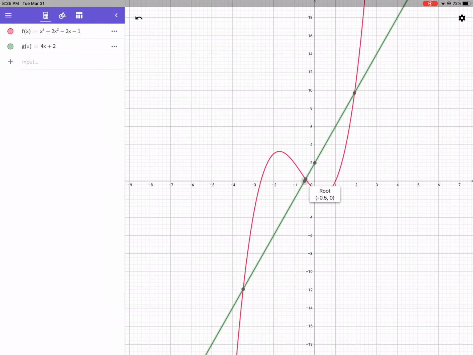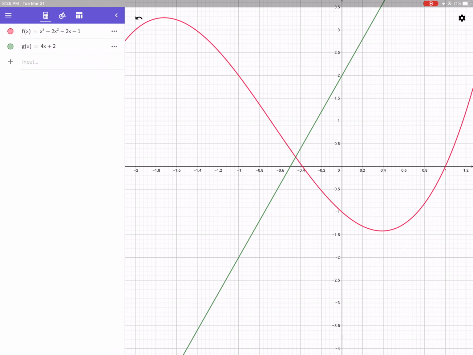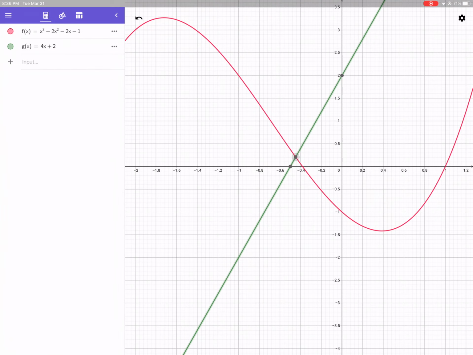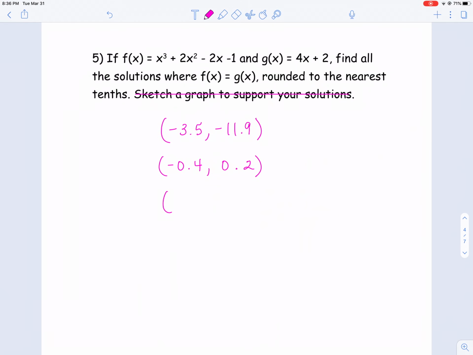Next solution, that's a root. We don't want a root. We want, get a little closer. I keep touching on the root. I need that point of intersection. See how the root and the intersection were very close? Be careful. I would say (-0.4, 0.2). I'm going to write that one down. (-0.4, 0.2). And then that last one, which is all the way up here, that point of intersection is (1.9, 9.7). So (1.9, 9.7).